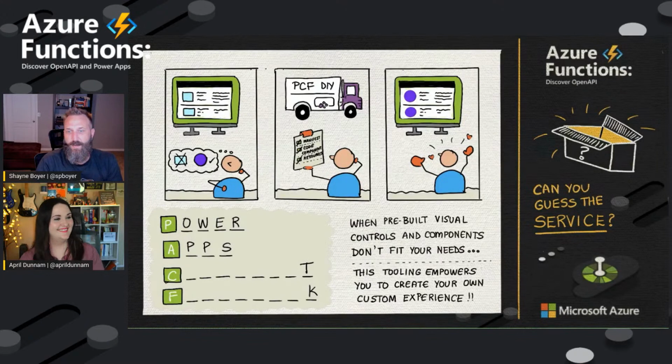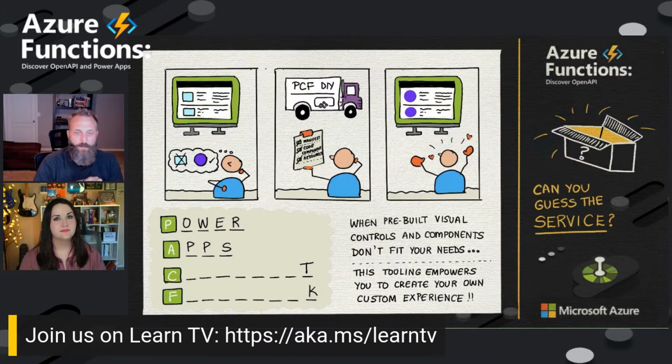Our good friend Jeremy just popped in, and so did Douglas and Jay. Jay got close. Jay said Connect Framework. That's pretty close. Jeremy says Power Apps Component Framework. Yes, that's it. Very nice. I think we got time.